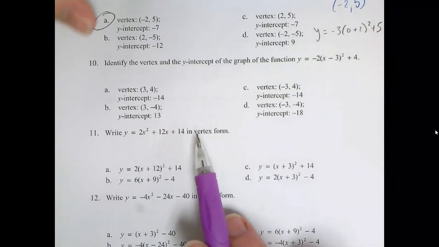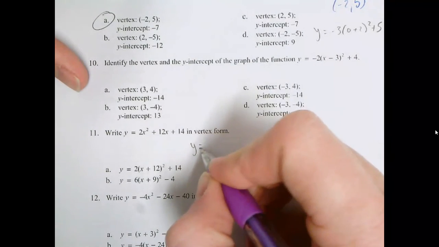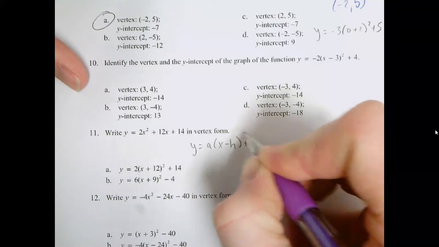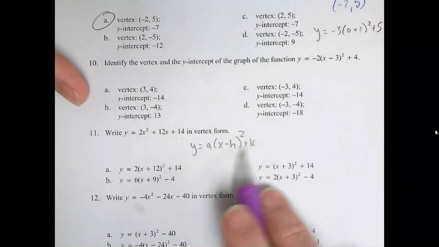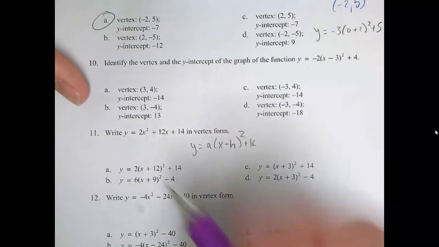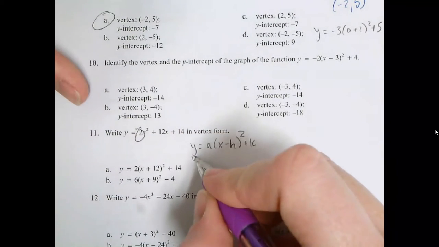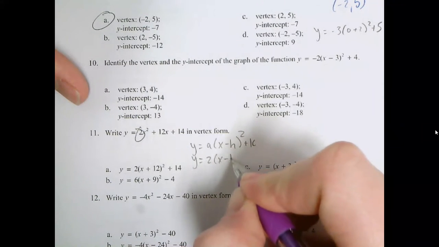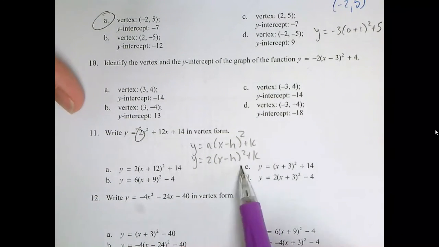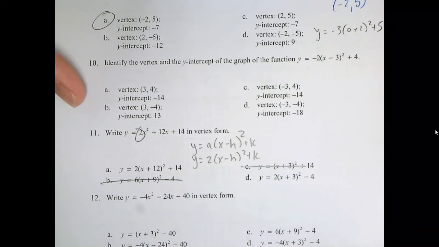Number 11, write in vertex form. Well, vertex form, I'll give that to you on the test. This is the form. H and K, you have to graph it, and then find the min or max. A would be whatever's in front of your x squared. So far, this is all we have. That means you could eliminate answer choice C and B.